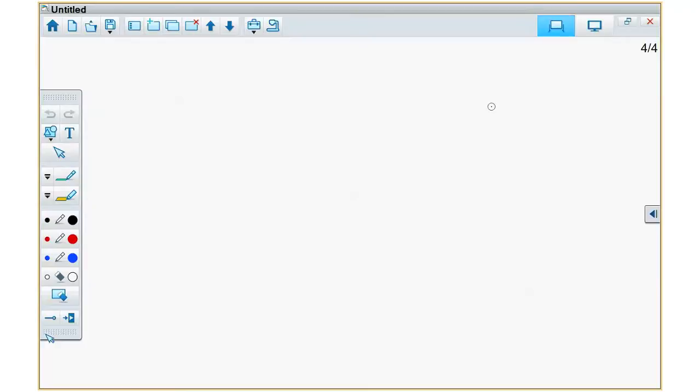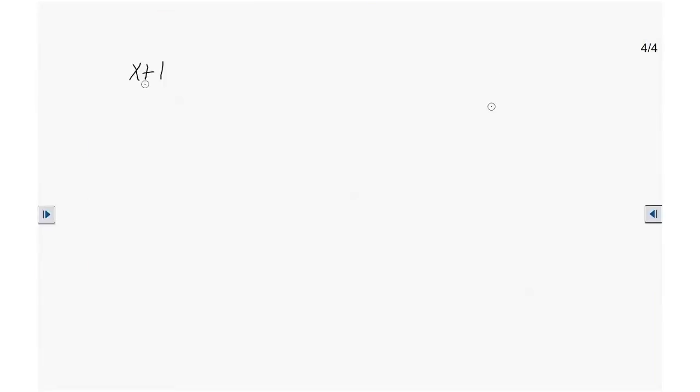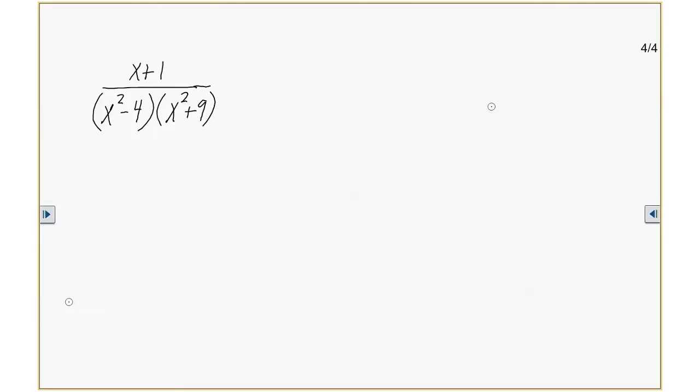X plus 1 over x squared minus 4 x squared plus 9. Now what do you notice, what do you notice about the denominator? 2 or 3 things.